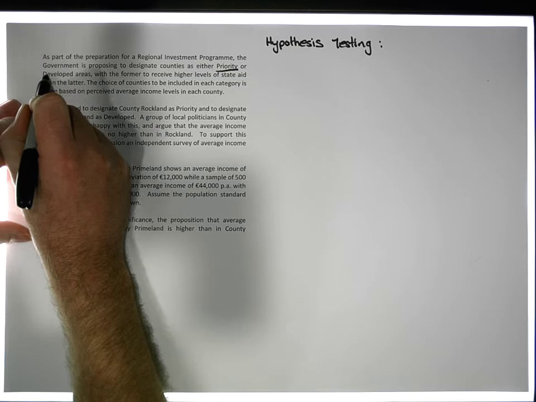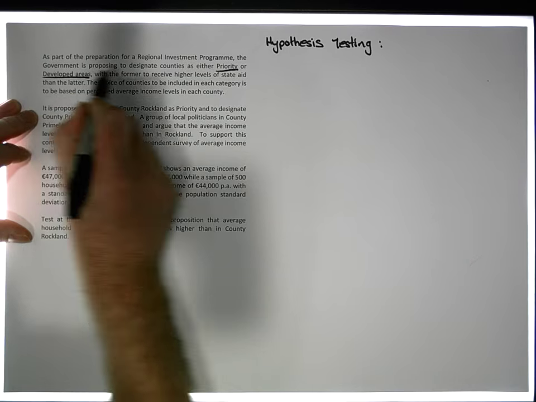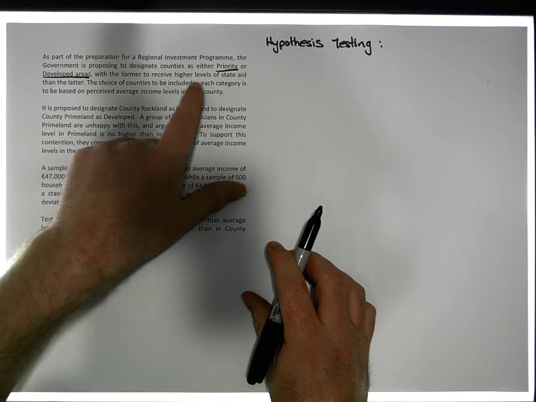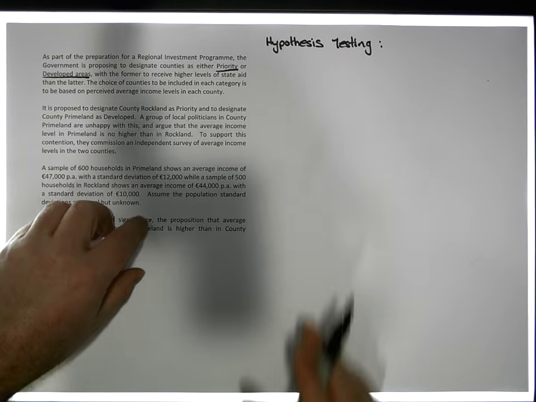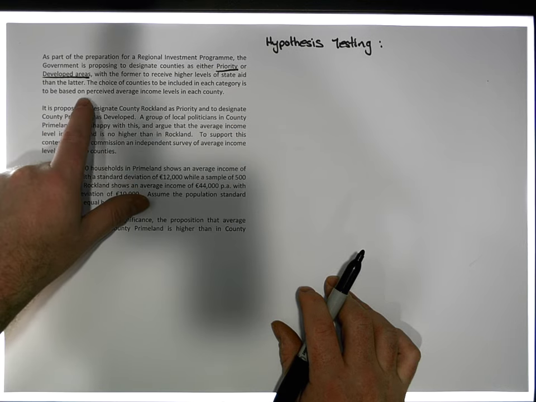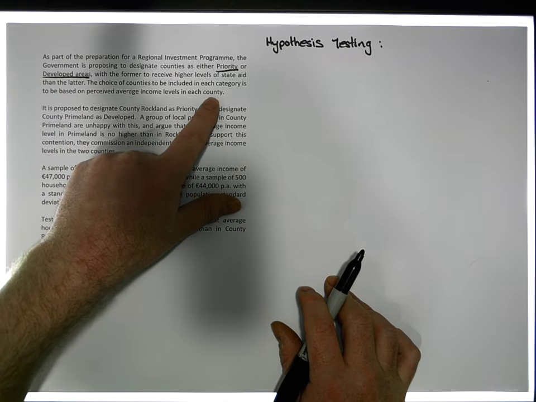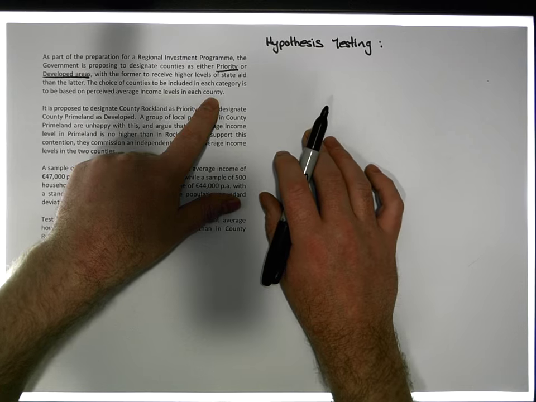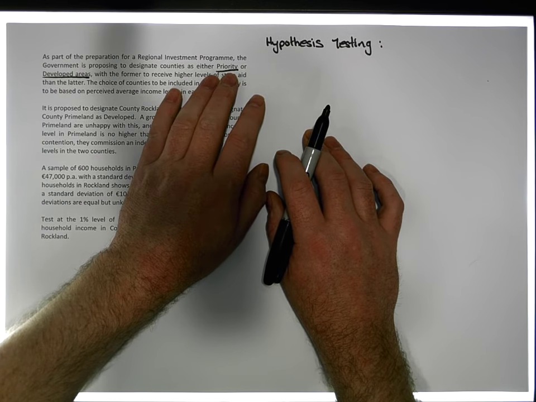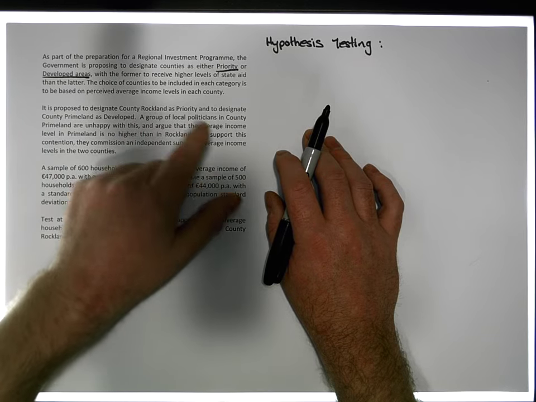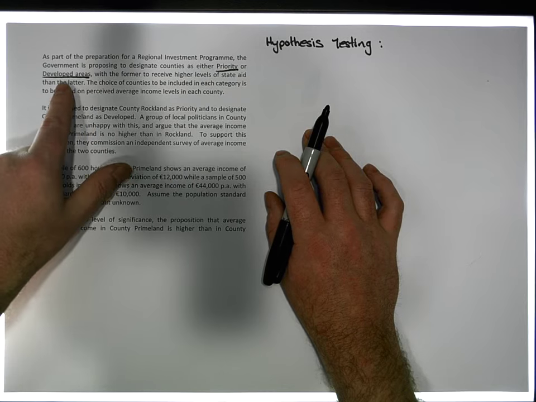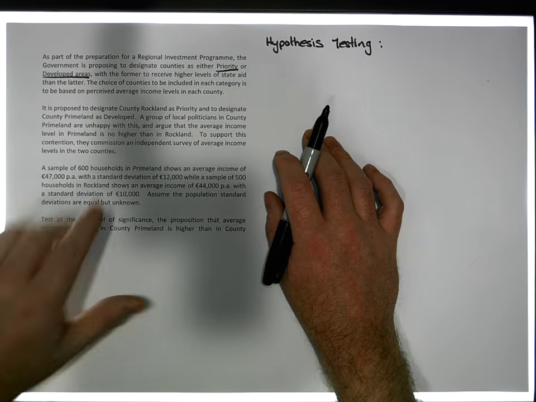So we have two types of areas: priority areas and developed areas. The priority areas are going to get more state aid than the developed areas. Now, the choice of counties to be included in each category is to be based on perceived average income levels in each county. In other words, a county will be characterized as priority, and hence receive more state aid, if the average income levels in that county are less than the average income levels in counties designated as developed areas. So let's keep that in mind.